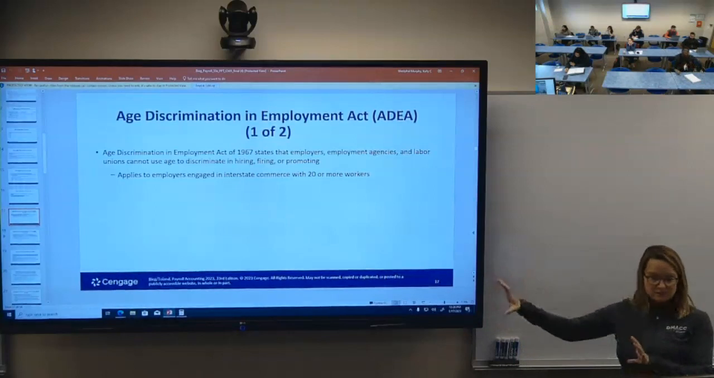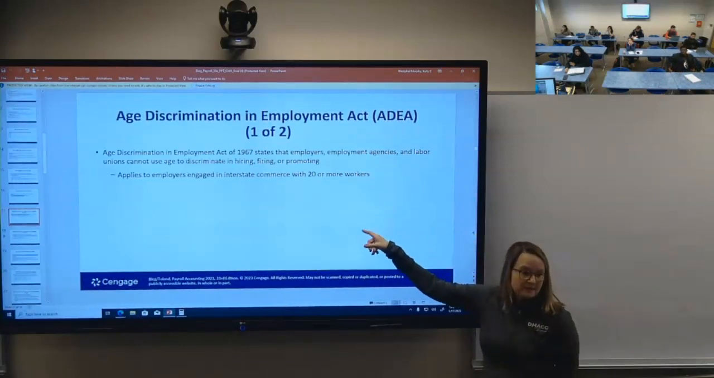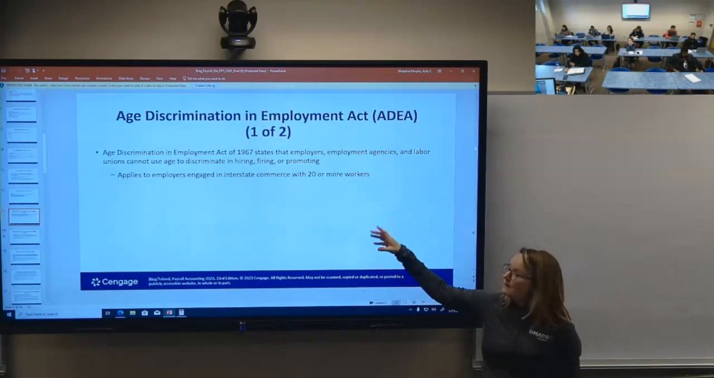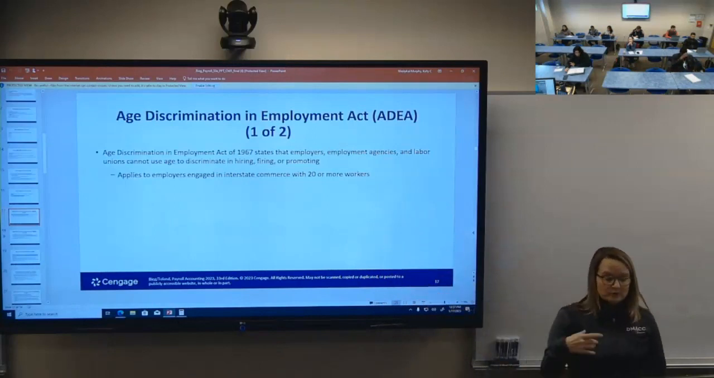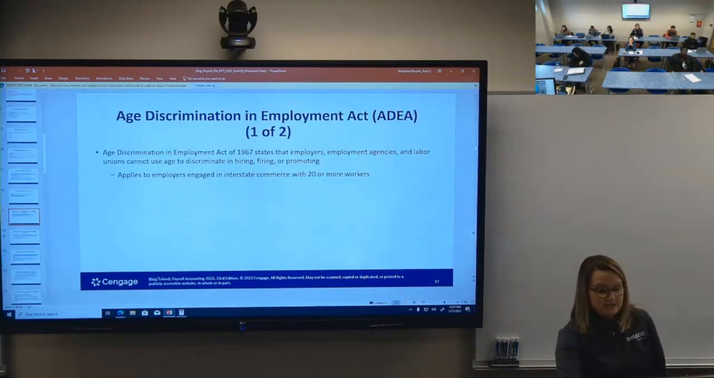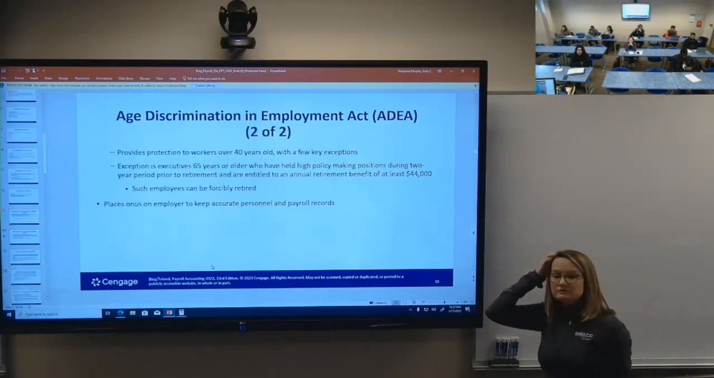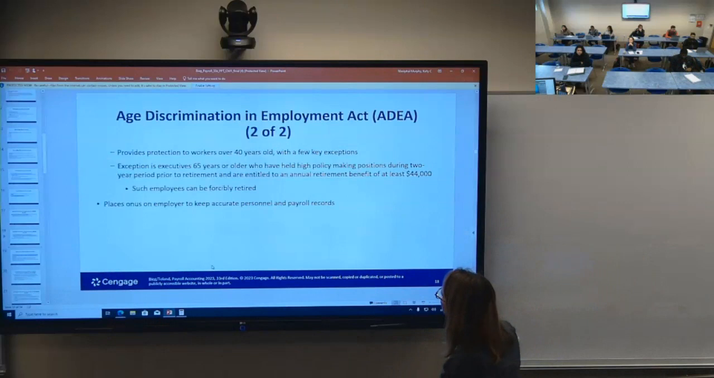So you'll see this frequently, this restriction applied to many of these laws, okay? The interstate commerce part. And like I said, we're going to talk more about it when we get into more details about the FLSA as well. Protection for workers 40 years or older.